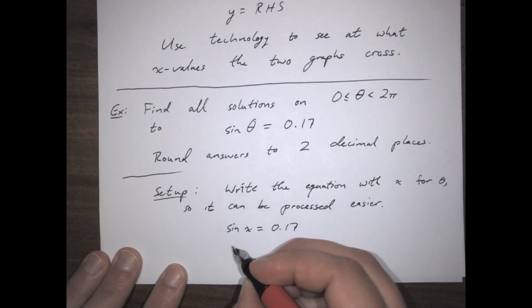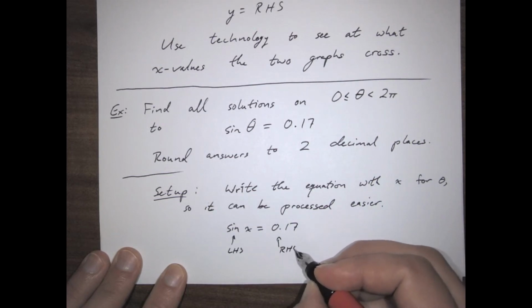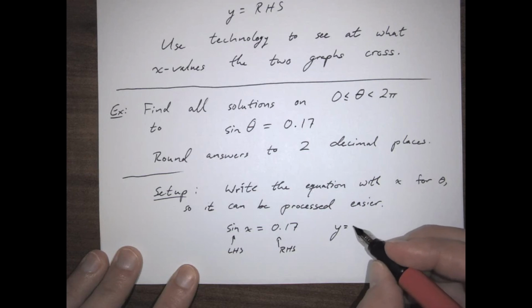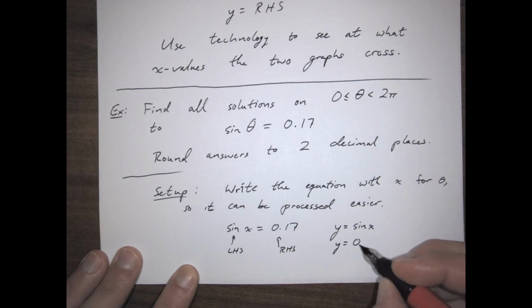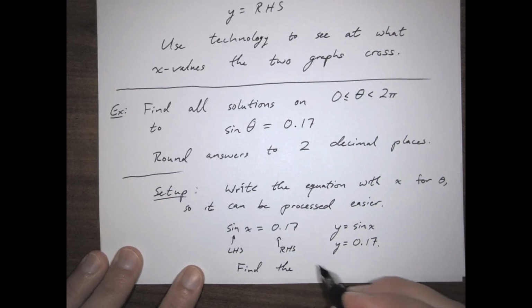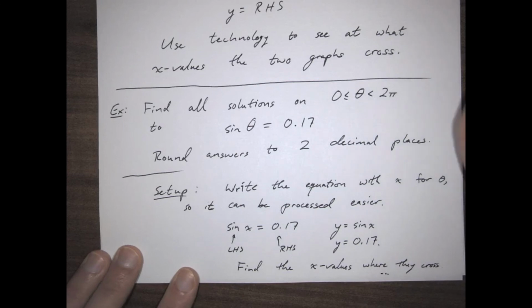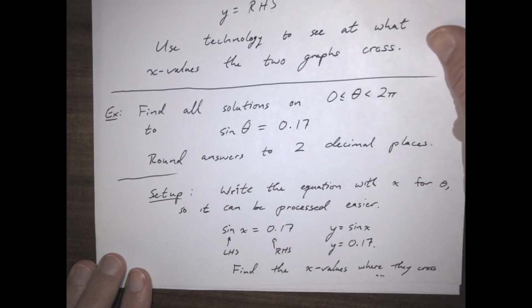Then the two equations. So this is the left-hand side. This is the right-hand side. And the two equations would be y equals sine x and y equals 0.17. Find the x values where they cross. All right, so we'll see that actually on the computer. Just wanted to write down here what the setup would be.